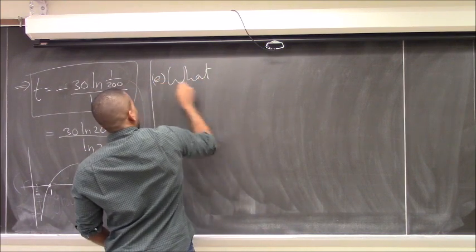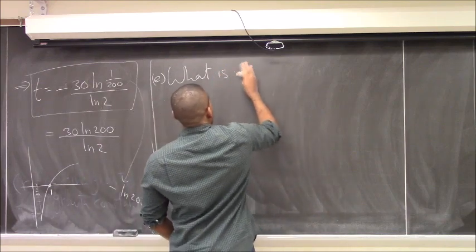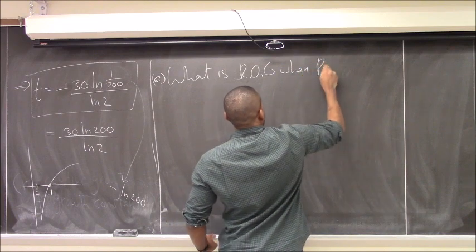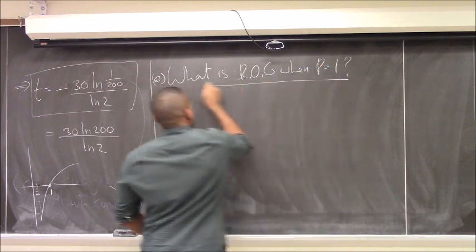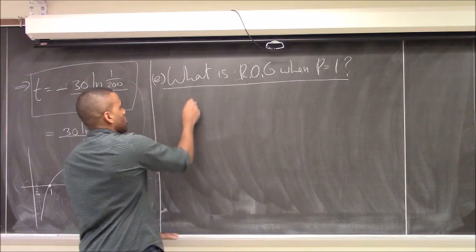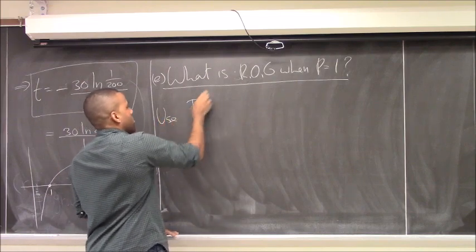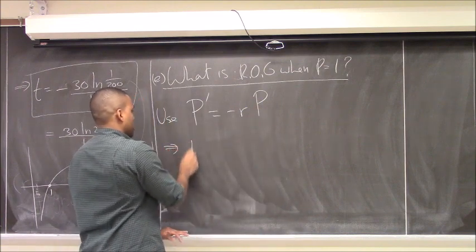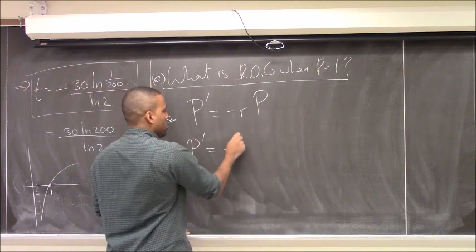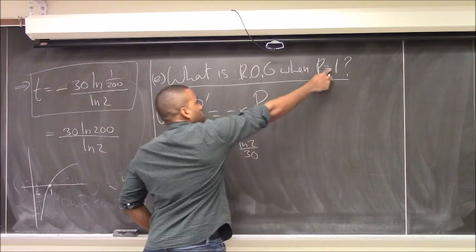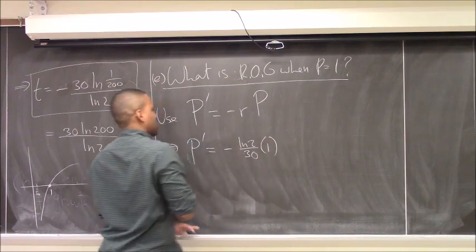That's easy. Rate of growth when p equals 1. How do we find that? Isn't rate of growth fun? Rate of growth is p prime. So we're going to use the fact that p prime equals rp, and we're just going to plug them in. So p prime is equal to r, we know it's ln 2 over 30, times P, which we're told is 1. So it's just that.